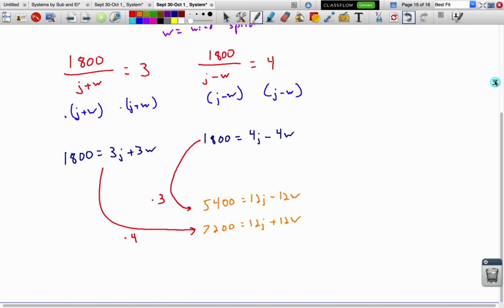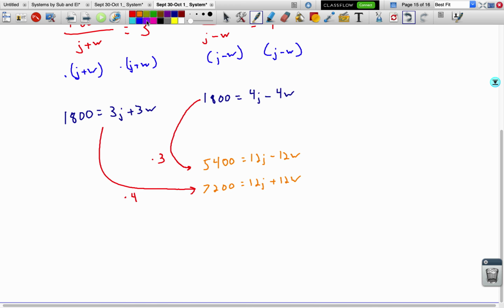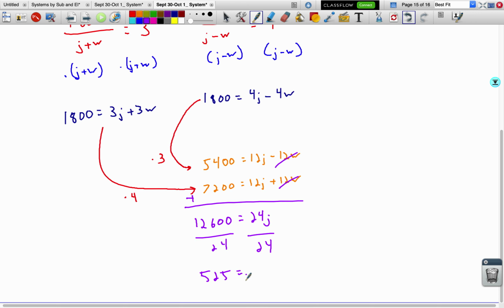Okay, you've got a zero pair there, so let's add these together. So I'll add that to the 5,400, we get 12,600 equals 24J, and these canceled. Now I divide by 24, and then I get 525 equals the speed of the jet.